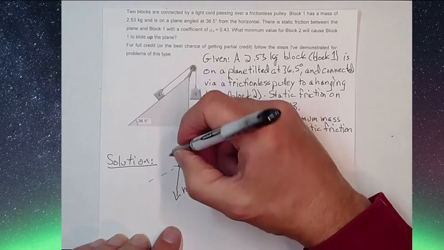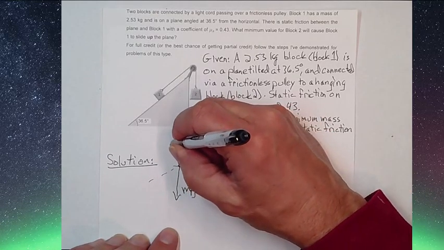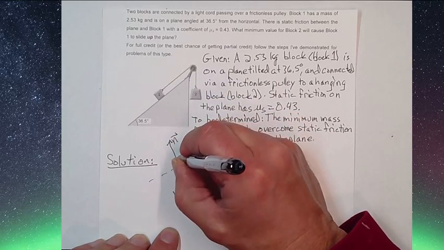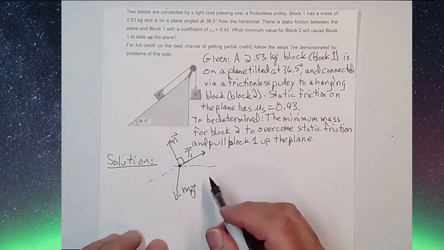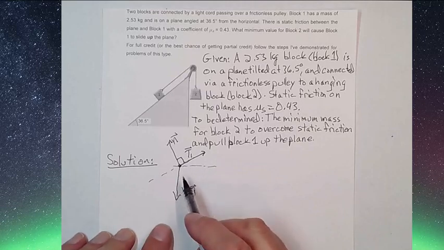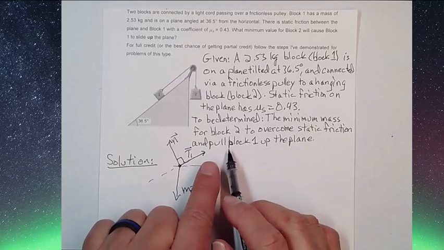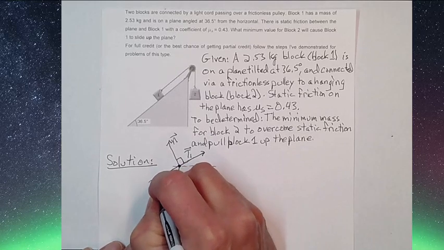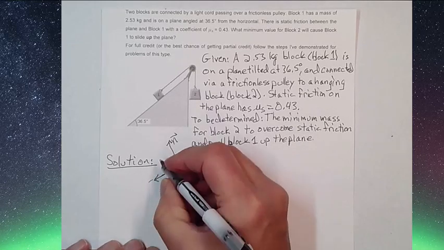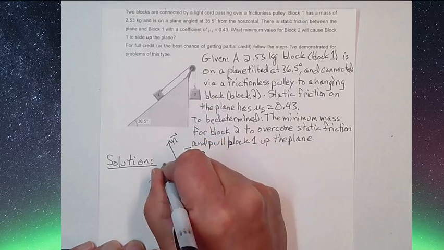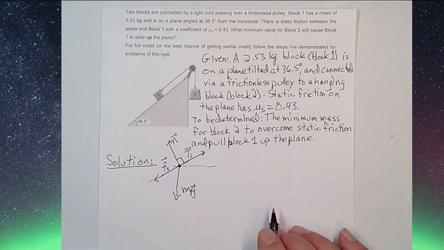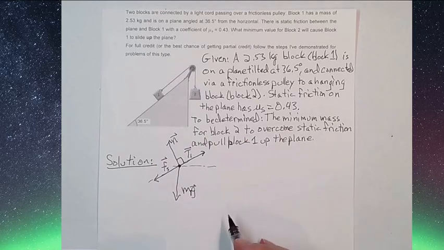Then there's a normal force. The normal force is perpendicular to the tension, and then there's a frictional force. If the block is going to be pulled up the plane, the friction will point opposite that, going back down here. So when it's static friction, we're actually interested in overcoming static friction. And so we're going to max it out.